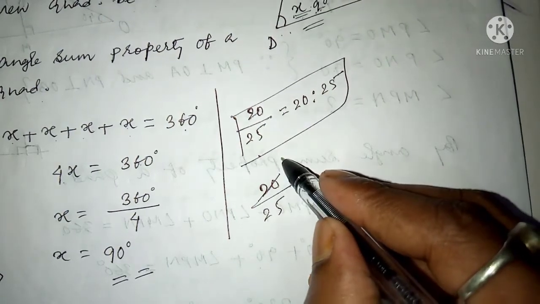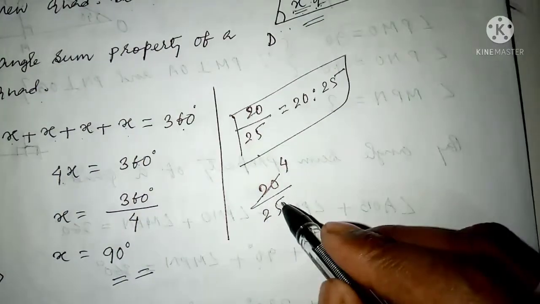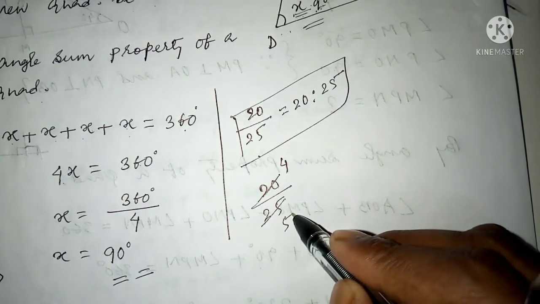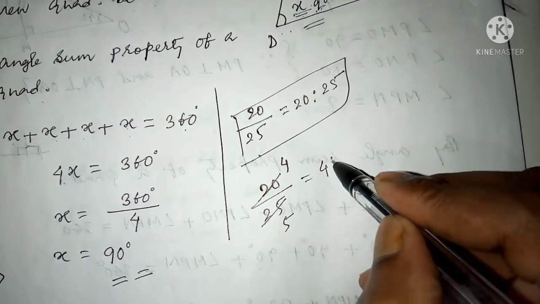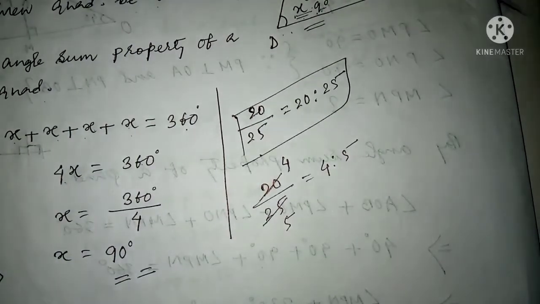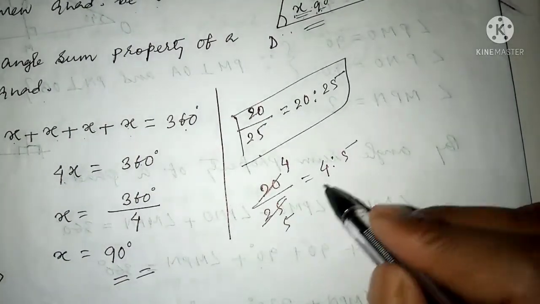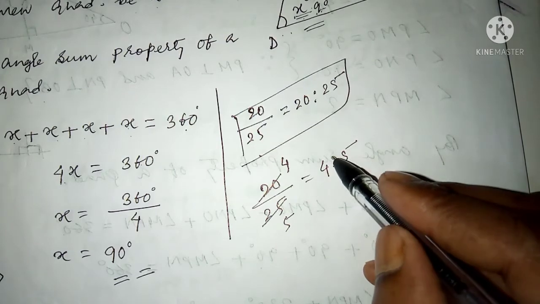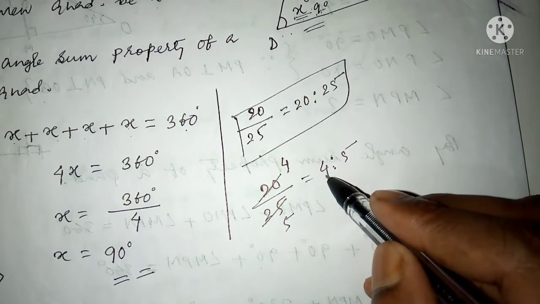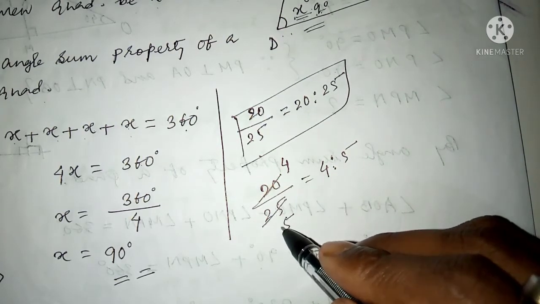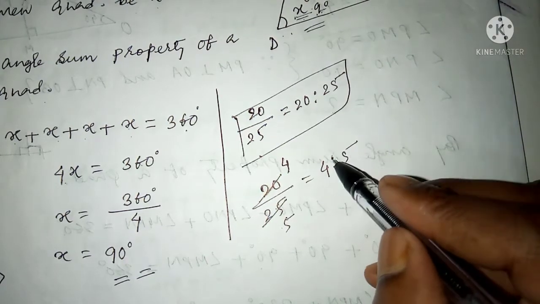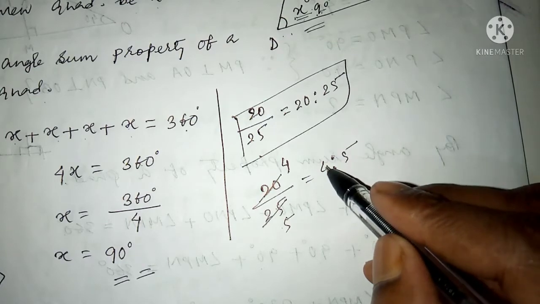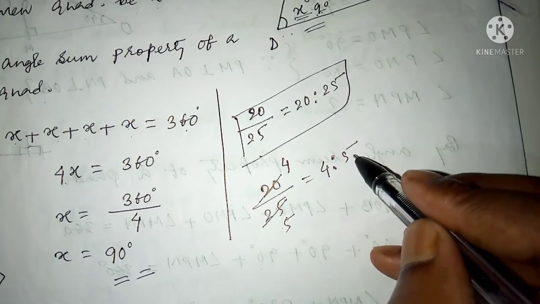5 divides 20 how many times? That is 4 times. 5 divides 25 how many times? That is 5 times. Now can I write 20 by 25 as 4:5? Okay, clear. So this 20 by 25 can be written as 4:5. When can I write 4:5? When 20 and 25 are divided by 5. Now see here, that means this is the normalized form. I would say this 4:5 is a normalized form.